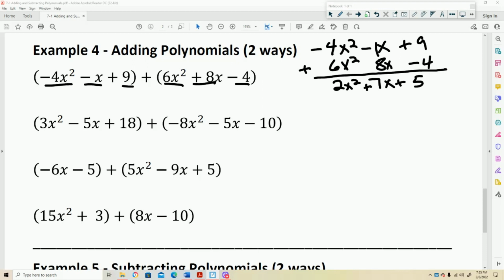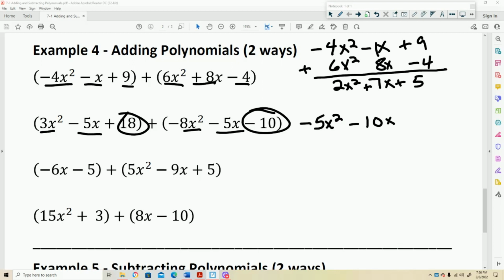Well, notice I have a degree of 2 here and a degree of 2 here, so I'm going to do that one first. I put them together, and I get a negative 5x squared. Negative 5x squared. And we want this in standard form, so I want that to be first. The next highest degree is a degree of 1 here and here. Well, I'll put those together. That's a negative 10x, so minus 10x. And then the last is the 18 and the negative 10. That gives me a positive 8. And there is my answer. When I add those polynomials, this is what I get. And it's in standard form because I have a degree of 2, degree of 1, degree of 0.